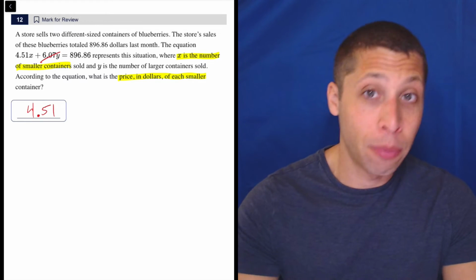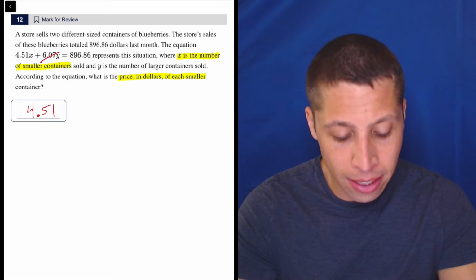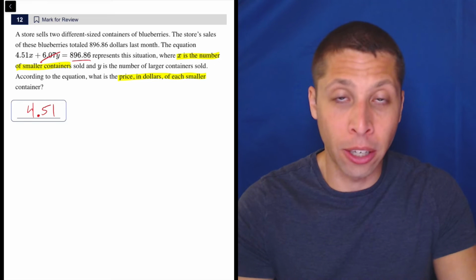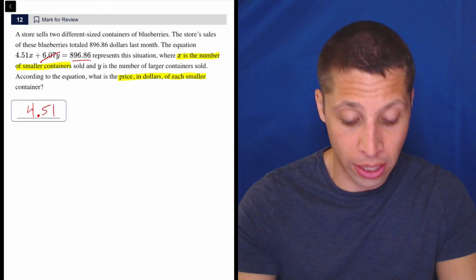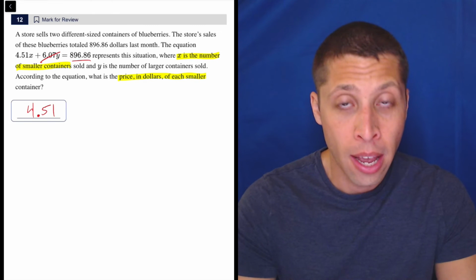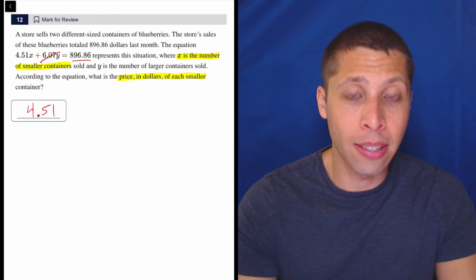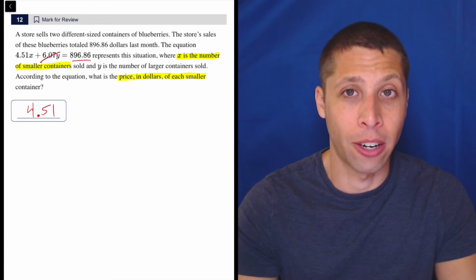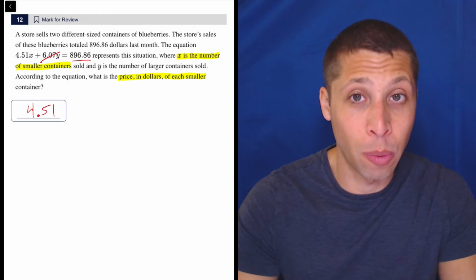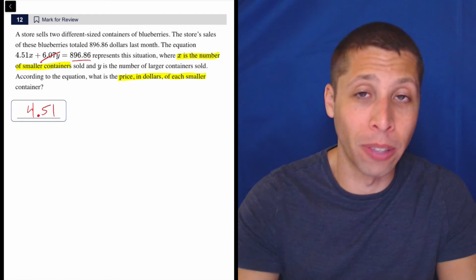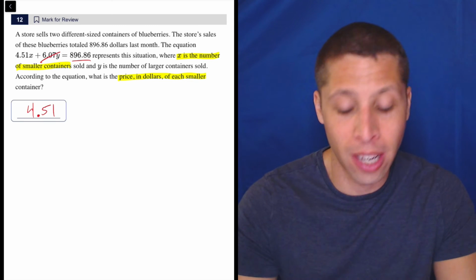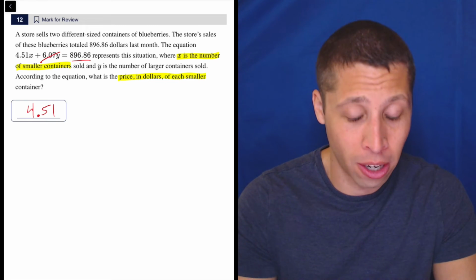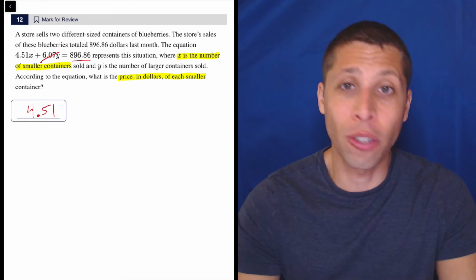But the reason, if we're really diving deeper here, is if x is the number of smaller containers, then since the total amount here is the total value of all of the containers, the total sales, that's a dollar amount. So what's happening in this equation is we are taking the dollar cost of each small container, multiplying it by the number of small containers we have, and then adding that to the same equivalent for the large containers, right? y is the number of large containers, and $6.07 is the cost of each large container. So this is just a slope situation, right? This is just rates, constant rates.